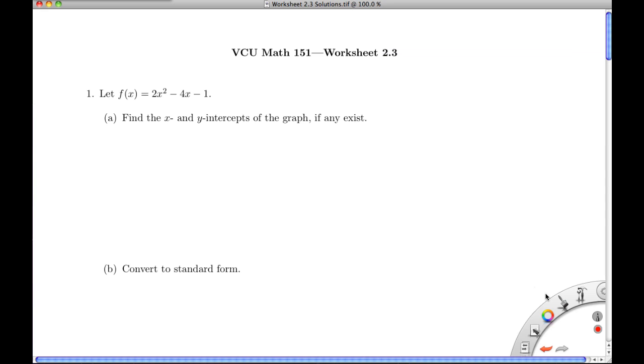So first we're asked to find the x and y intercepts of the graph if they happen to exist, which they may or may not. So let's start with the easier of the two, which would be the y-intercept.